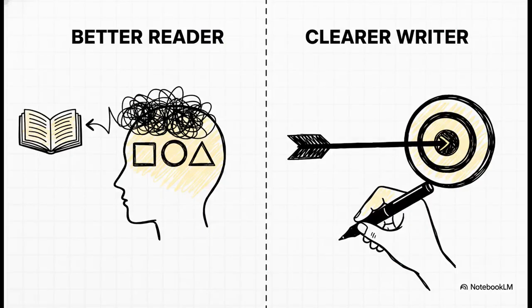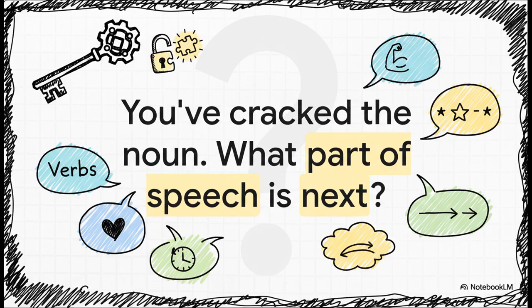And look, here's why all of this really matters. Learning to see the building blocks of a sentence isn't just some boring academic exercise. It actually makes you a more powerful communicator. You can build stronger, clearer sentences in your own writing, and you can understand complex ideas way more easily when you read. So there you have it. You've officially cracked the noun. You now have the key to understanding how sentences are actually built. The code is in your hands. So the only question left is, what part of speech are you going to decode next?